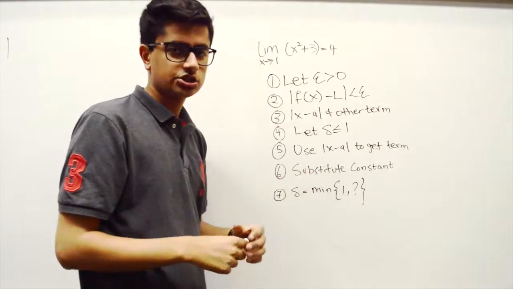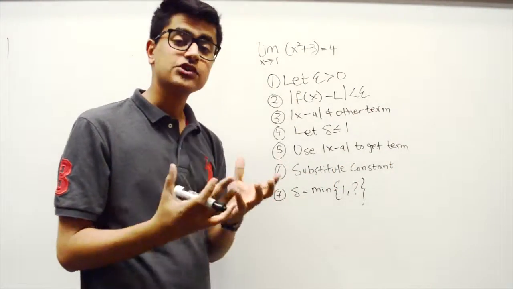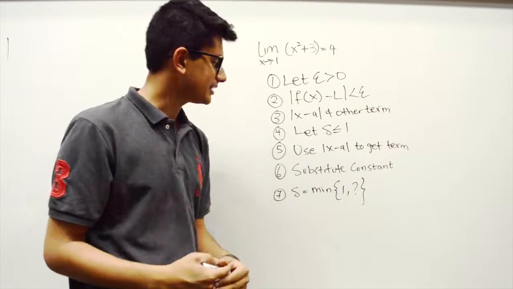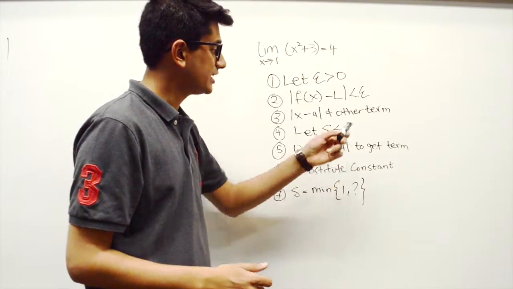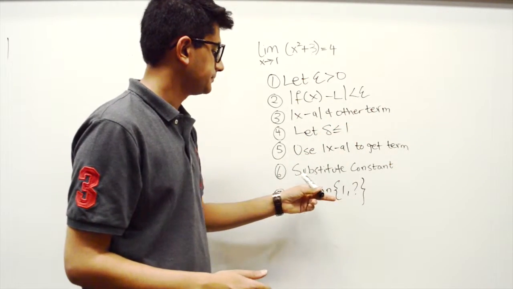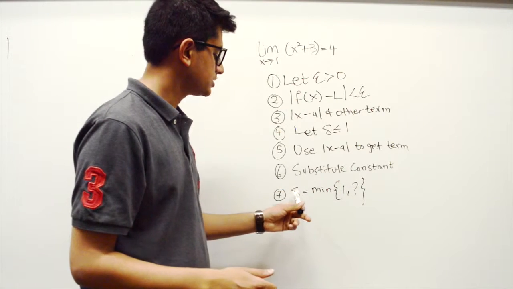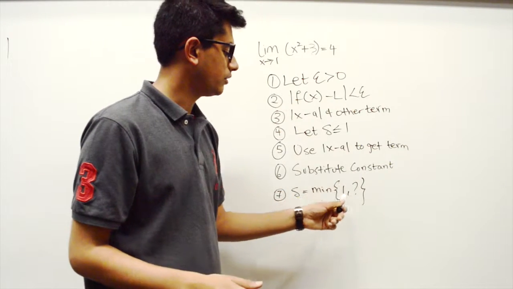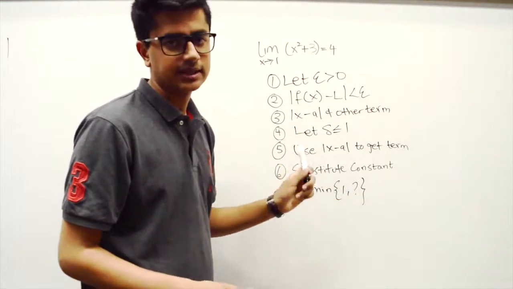And this 1 is just an arbitrary number that you can pick. It can be anything less than 1, just any sufficiently small number. Again, this will all make sense when I go over the example. You use |x - a| to get the other term, and you substitute in a constant, and you use delta as the minimum of 1 and the expression you obtained from |x - a|.